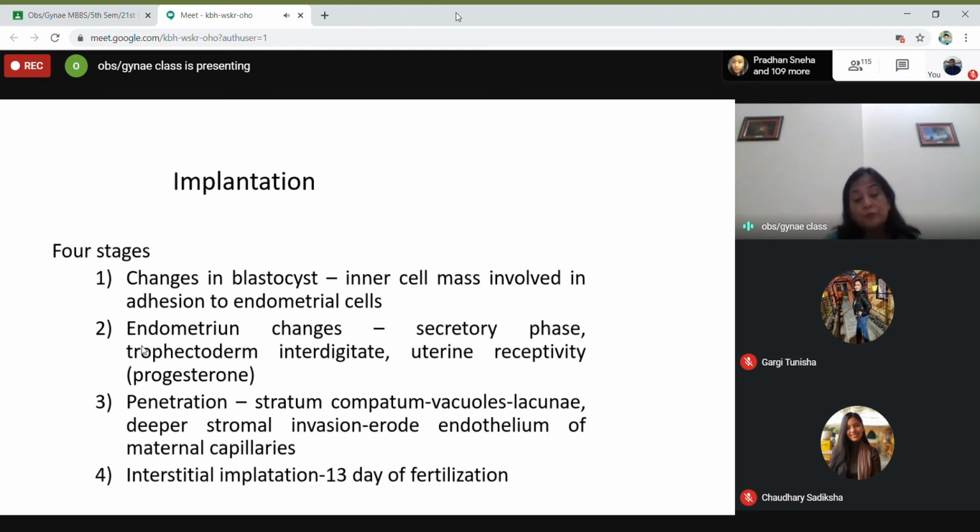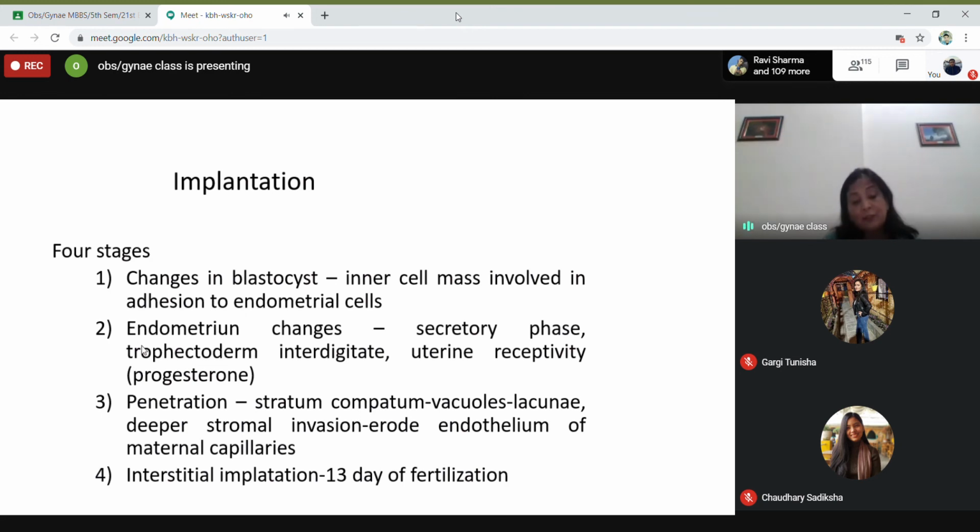The endometrium should be in the secretory phase, and the trophectoderm interdigitates with the secretory changes of the endometrium. And there should be uterine receptivity. So there should be changes in the endometrium for implantation: the endometrium should be in the secretory phase, the trophectoderm should interdigitate, and there should be uterine receptivity, which is done by progesterone.